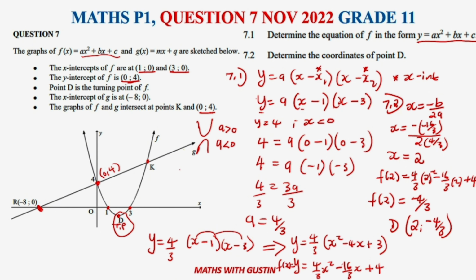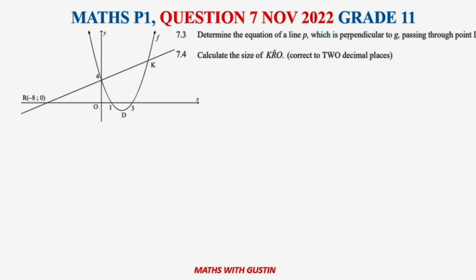Let's move to 7.3. Nicely, we already calculated D here. Just in case we're going to need it, I'm just going to put it here, negative 4 over 3. And we know our equation: f of x is equal to 4 over 3 x squared minus 16 all over 3 x plus 4. There you go. Great stuff. So now let's have a look at question 7.3.